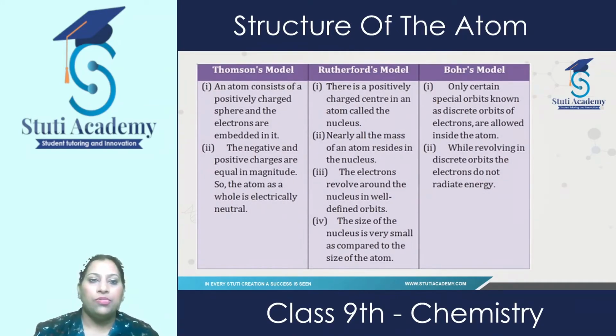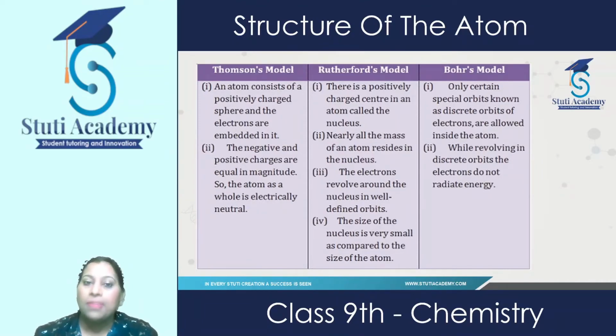Now these are three models: Thomson, Rutherford, and Bohr. This is the summary of these three models. Thomson model: the atom consists of a positively charged sphere and electrons are embedded into it. Negative and positive charges are equal in magnitude, which makes the atom electrically neutral. Rutherford said the positive charge is present in the center, and he gave the name nucleus to it. And he said all the mass of an atom is present in the nucleus.